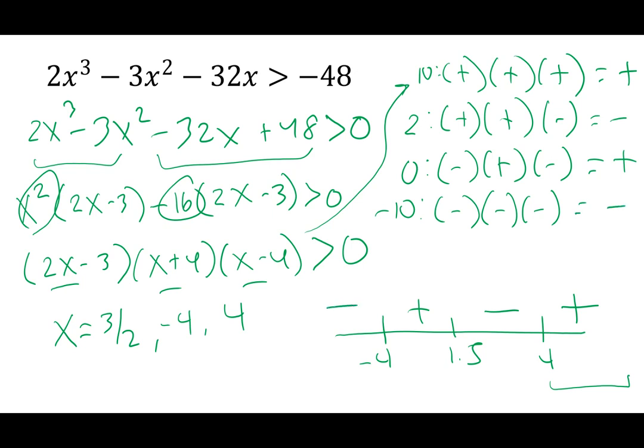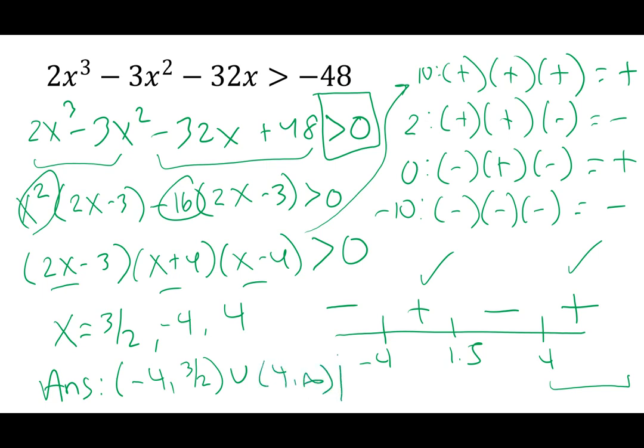Now that I have all of my signage, please just make sure that you actually give me the answer. You are trying to solve the problem in the context of being greater than 0. So if you're talking about being greater than 0, you want the places where the pluses are, and you don't actually want to include the critical values because there's no equal to. So you would say that the answer is from negative 4 to 3 halves, or 1.5, and then from 4 to infinity. And again, you're going to just make sure that you're using parentheses because of the fact that there is no equal to.